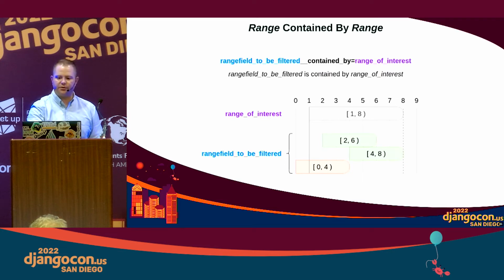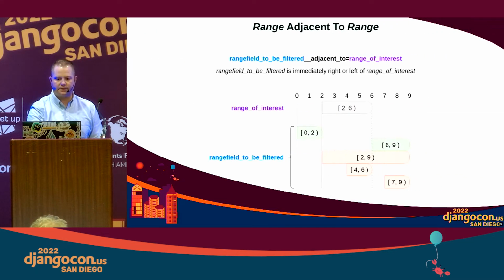And this also can be used with a range compared to a range. Adjacent to lets you identify things that are right next to the range you're interested in. So if your hours of operation are from 8 to 10, and you want to find out if there's anything immediately after that closing time, this is what you would use.